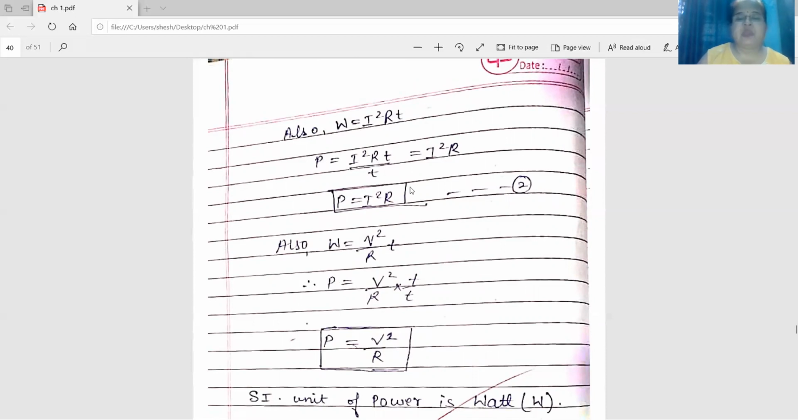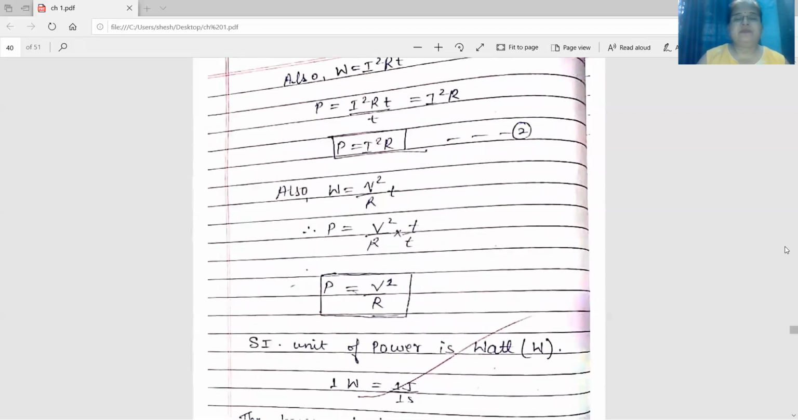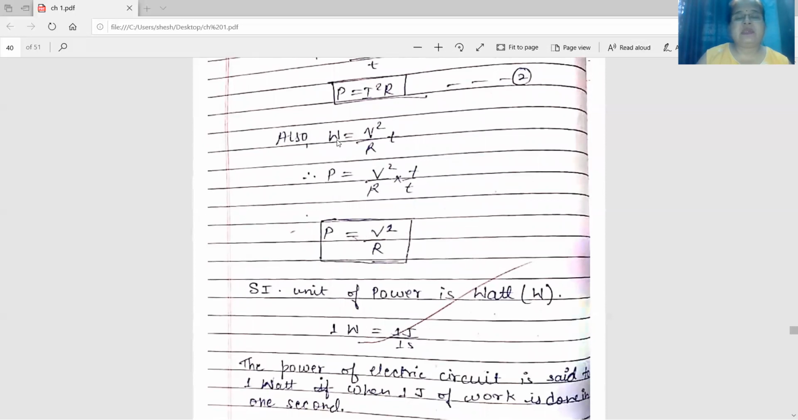So the second formula you are getting for power is I squared R. Then we also know work done is equal to V squared by R into T. So electric work equals V squared by R into T. Substitute this value in the formula of power. You are getting P equals V squared by R into T, divided by T. T will get cancelled. You are getting V squared by R. Let it be equation number 3.